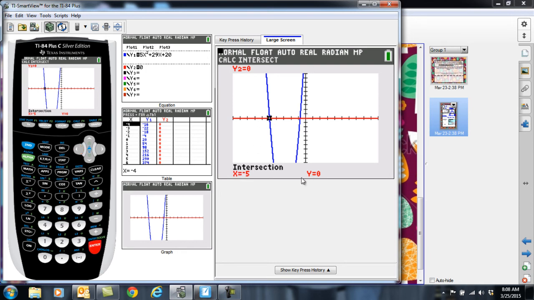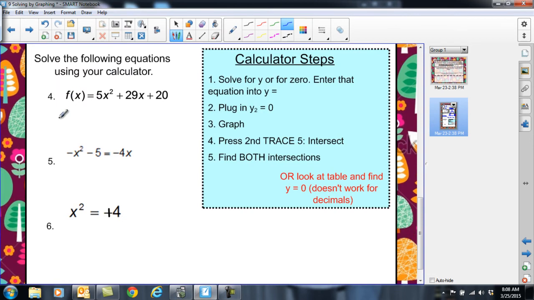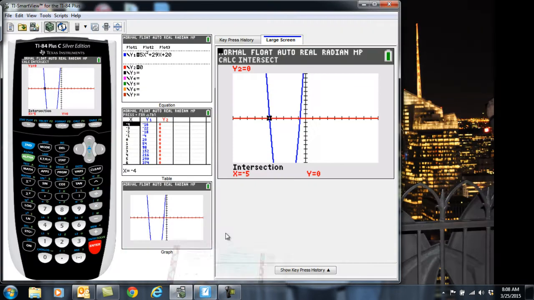And it tells me that that intersection is at negative 5, 0. So one of my solutions is at negative 5, 0. Now let's find the other solution.